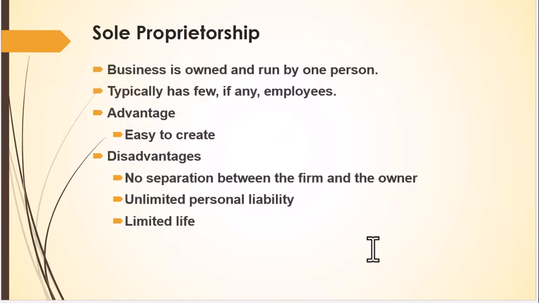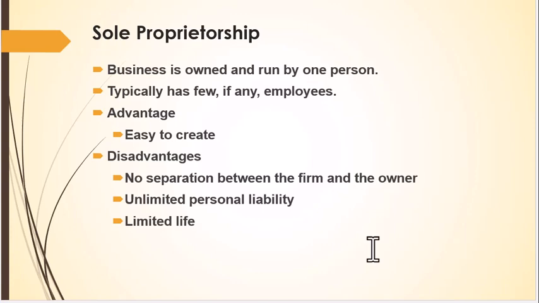A sole proprietorship is owned by one person. Typically, if they have any employees, they're not going to have many. They're very easy to create. So there's no separation between the firm and the owner. If something happens to the owner, the company is essentially dissolved. They have a very limited life because they are limited by the life of the owner.